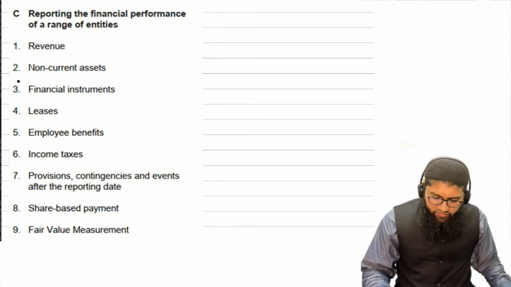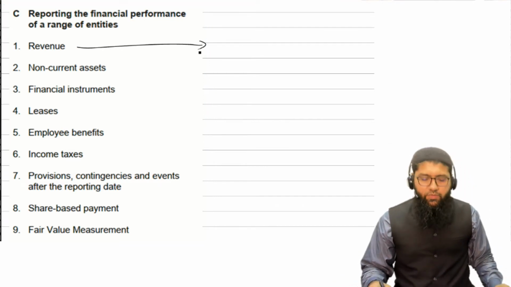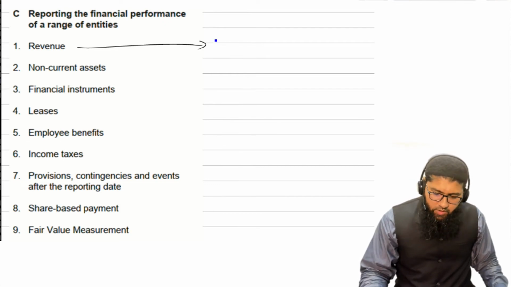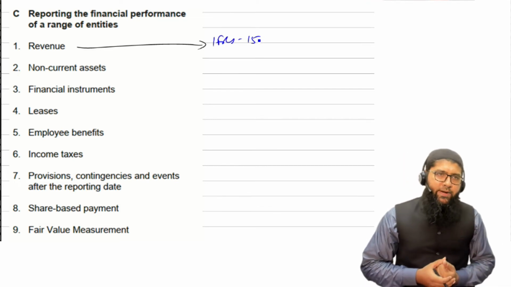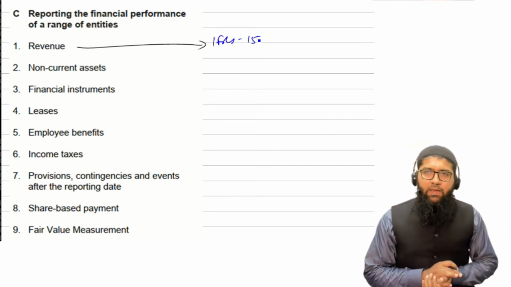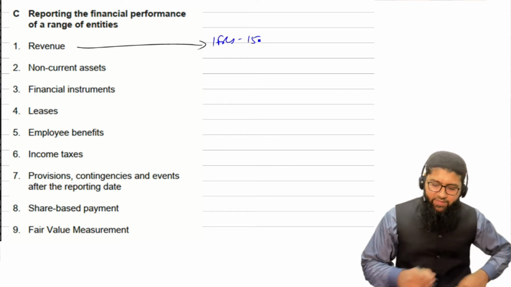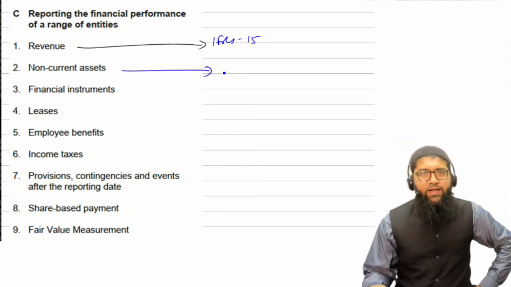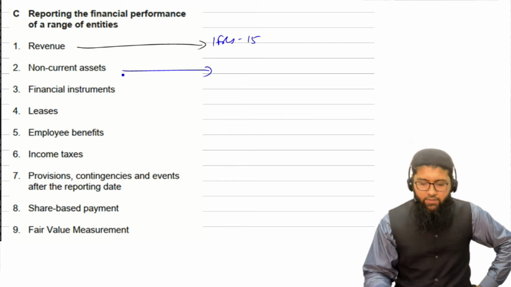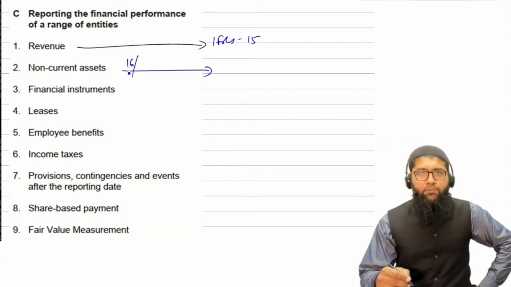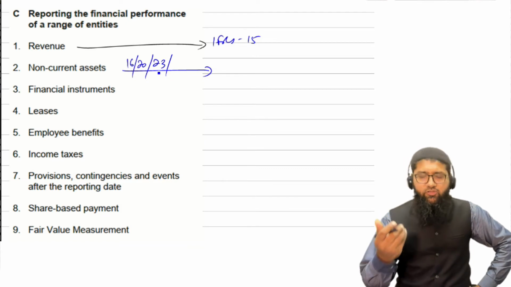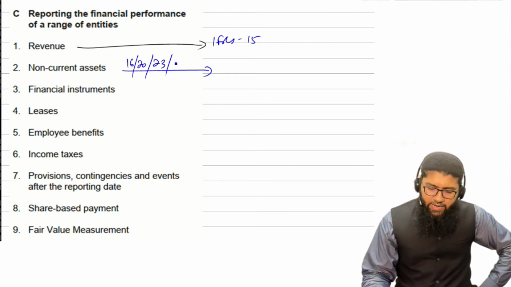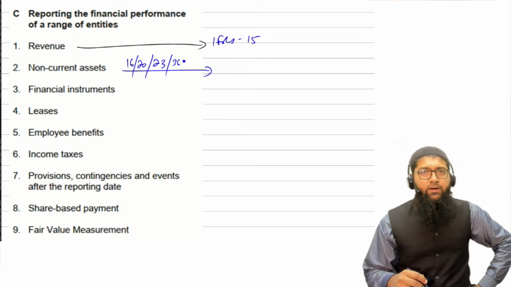You've got revenue, IFRS 15. We're going to discuss in detail how revenue recognition should be done and what aspects you need to keep in mind when recognizing revenue. Then you've got non-current assets, which include everything. You talk about IAS 16 for property, plant and equipment, IAS 20 for government grants, IAS 23 for borrowing costs, and IAS 36 for impairment.